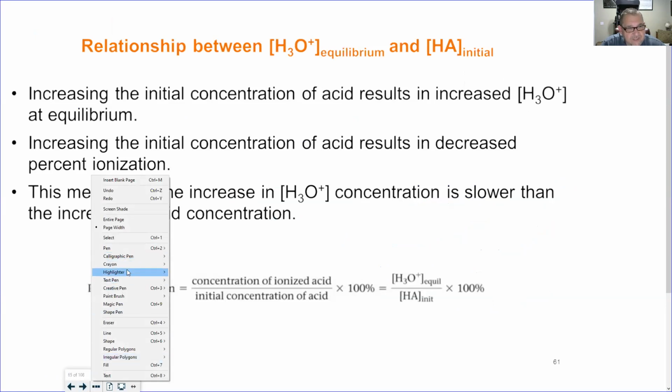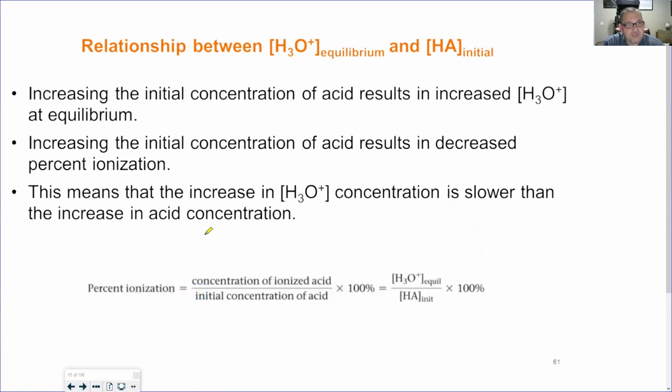The catch is that there's a relationship between the concentration of the acid and the hydronium ion concentration. If we increase the initial concentration of the acid, it results in more hydronium ion being released, so the lower the pH would be. But as we increase the concentration of the weak acid, it also causes a decrease in the percent ionization. So this means that the increase in the hydronium ion concentration is slower than the increase in the acid concentration.